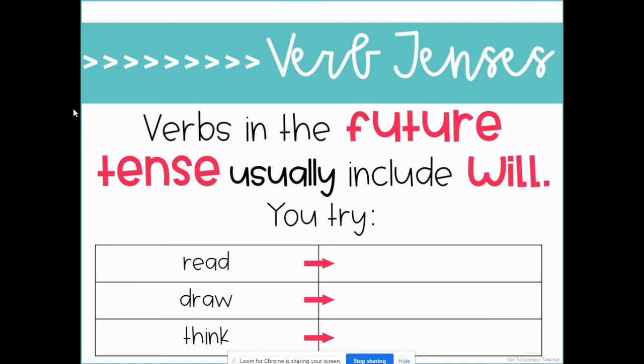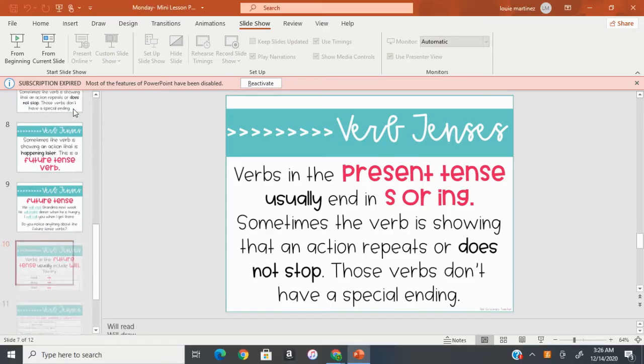You try. I read the newspaper. I will read. So number one, we're going to write down read and then an arrow and make it something we're not doing right now, but we're going to do. We're not reading right now. We will read. Draw becomes will draw. And think becomes will think. All right, let me stop there and grab the camera so you can get this written down in your book.